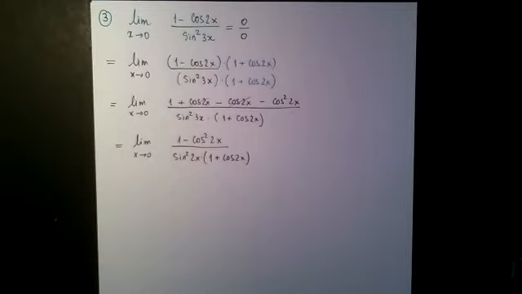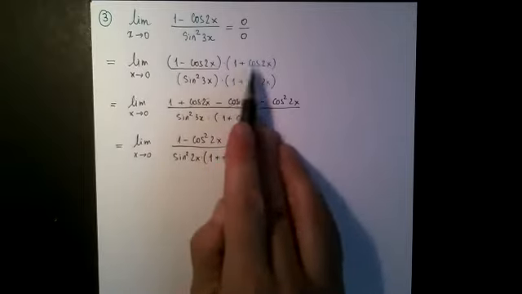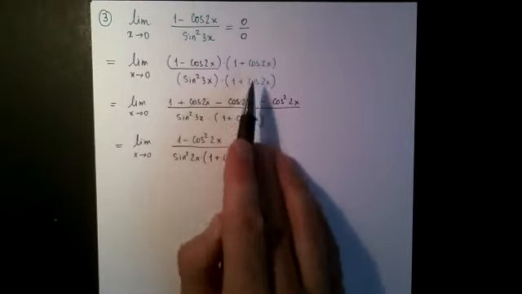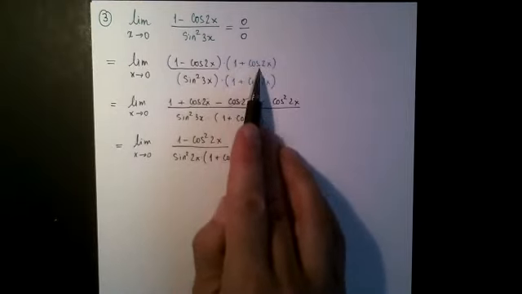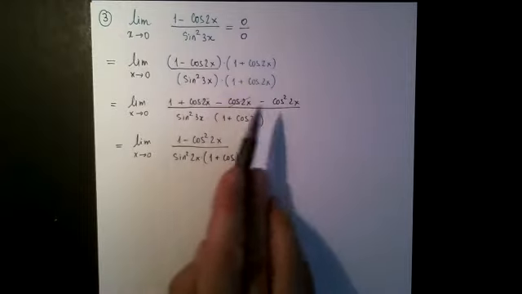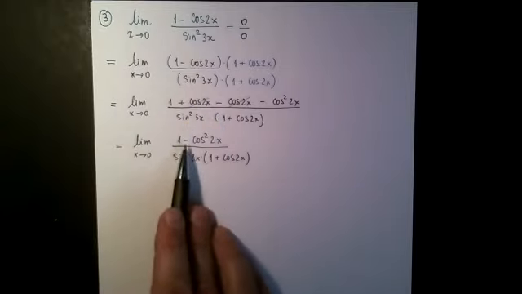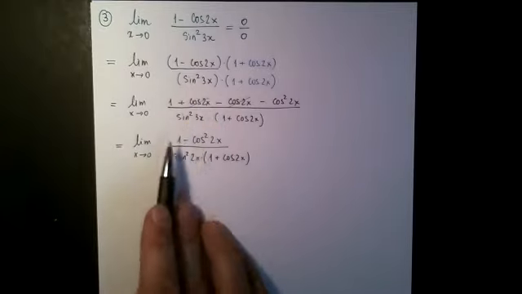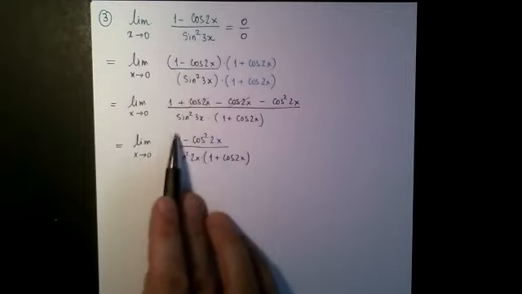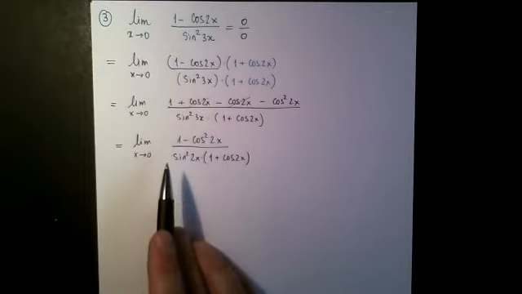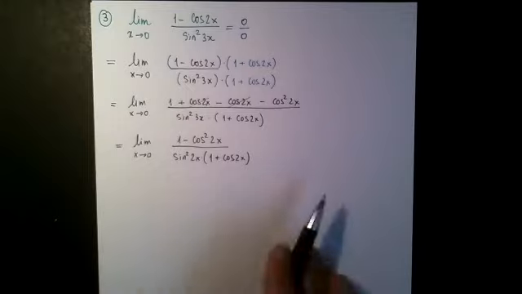I decided to multiply by that, right? This is my decision that I added here. I multiplied top and bottom by 1 plus cos 2x. Why did I do this? Because I noticed that when I multiply them, the cos 2x terms will disappear and I'll be left with 1 minus cos squared. And that's a very well-known identity.